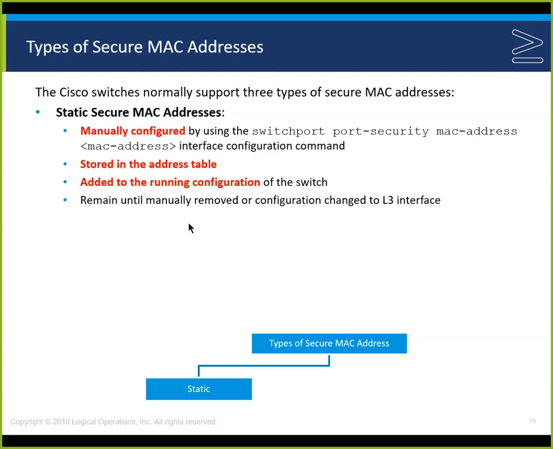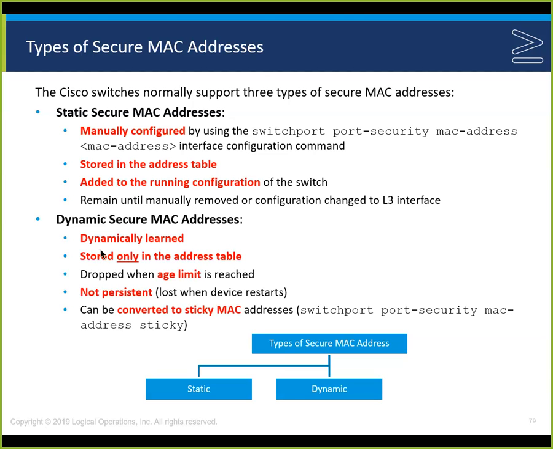They remain until manually removed or the configuration is changed to a layer 3 interface. If we have a layer 3 switch and change the port to a layer 3 interface, then the layer 2 configuration is gone. But if we change it back to a layer 2 interface, it all comes back. It stays there hidden, but with a layer 3 interface we're using layer 3 restrictions and not layer 2 restrictions.